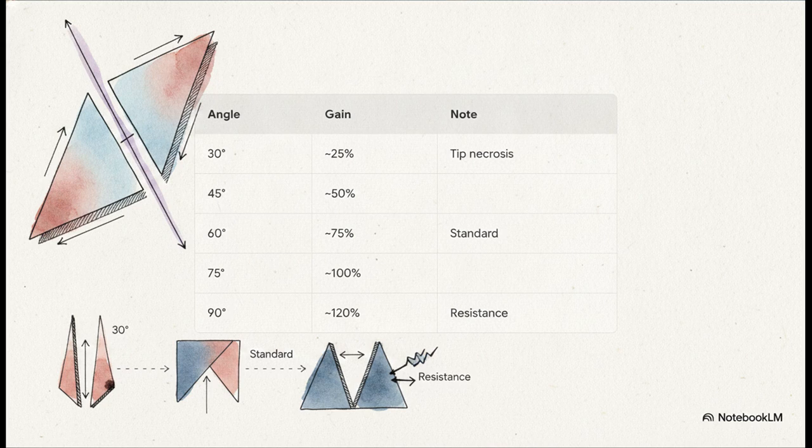And here's an absolutely essential pearl for you: the angle to gain ratio. While a 90-degree angle mathematically gives you a massive 120% gain in length, it creates far too much mechanical resistance to be practical. The 60-degree configuration? That's your clinical standard right there, granting a super reliable 75% length increase. On the other end, a 30-degree angle yields just a 25% gain, but carries a really high risk of tip necrosis.